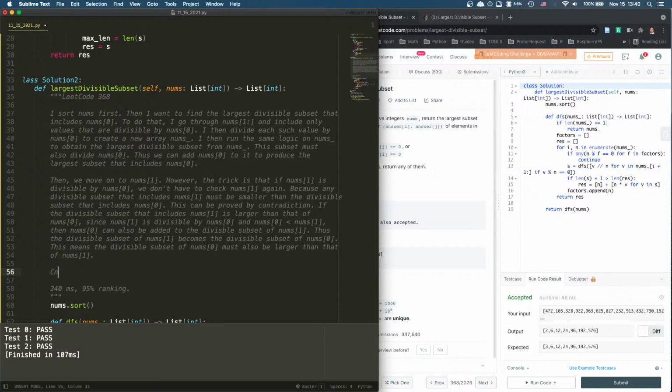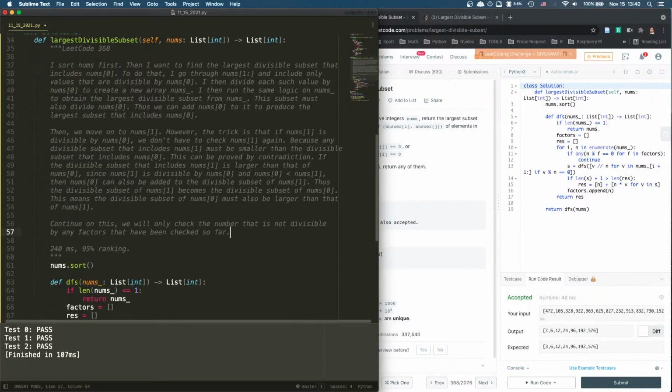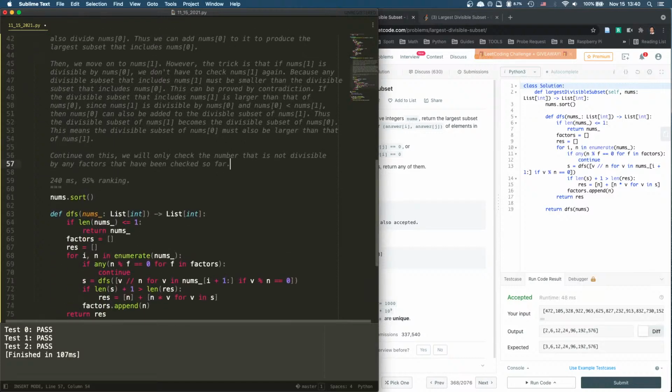So continue on this. We will only check the number that is not divisible by any factors that have been checked so far. And that's it.